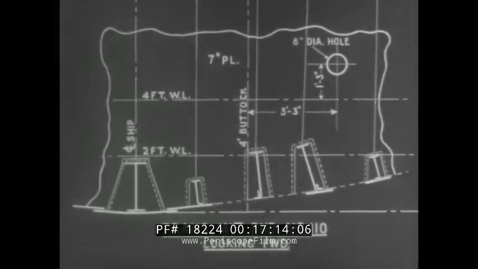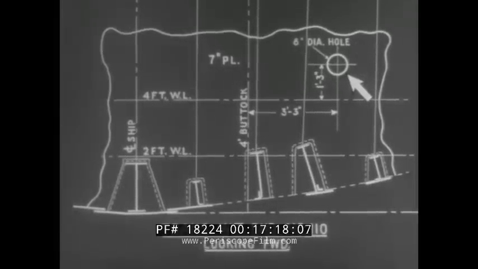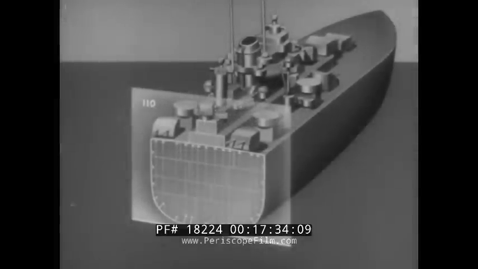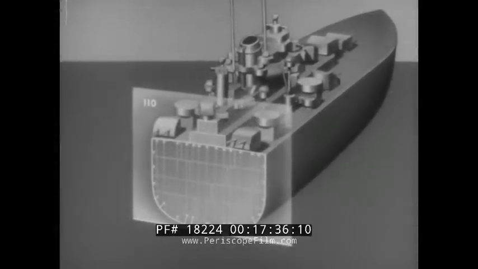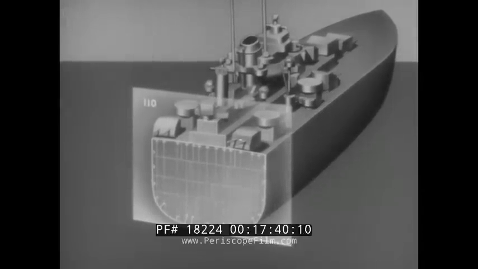The job called for here is to locate a hole for a pipe through a transverse bulkhead. Our first clue is number 110. This number identifies the frame line. Here, then, is the bulkhead at frame line 110. Our next step is to locate the hole.